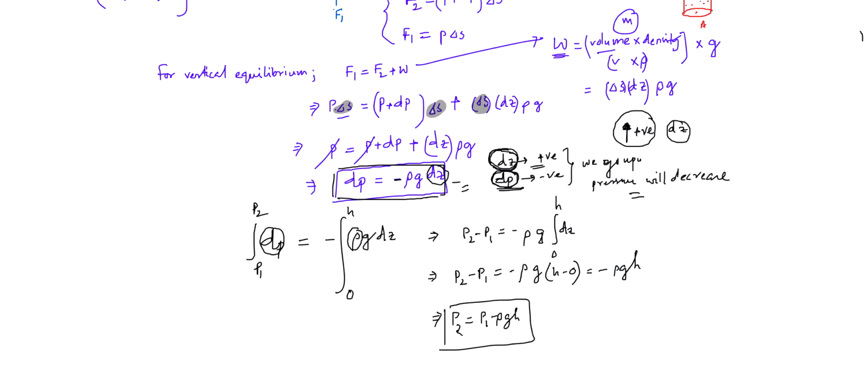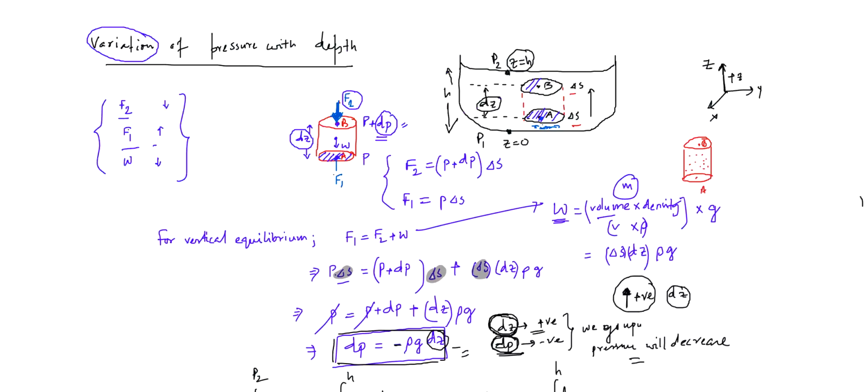So what do we see here? We can write that P1 is equal to P2 plus rho g h. This is the equation. So as we are going up by h distance, the pressure is decreasing, right?